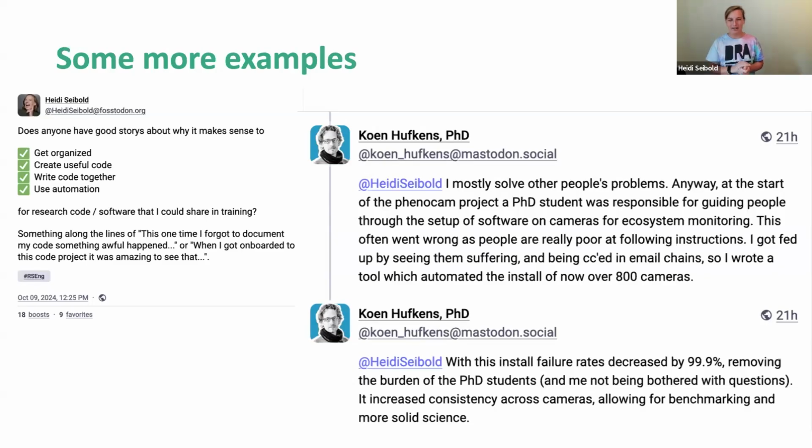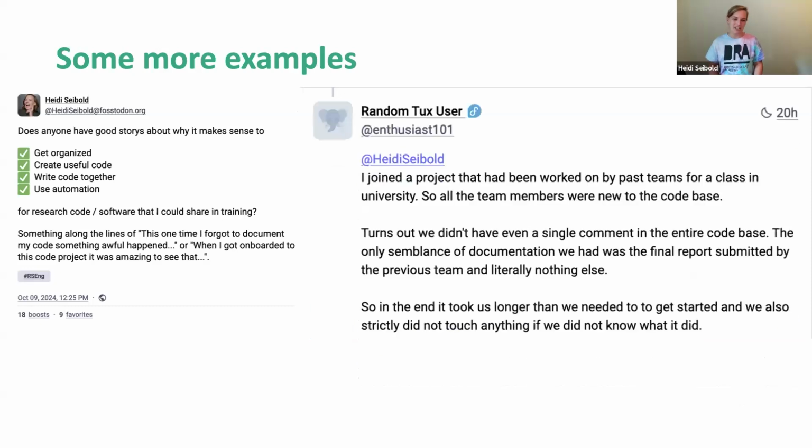about a story where he says he helps people figuring out the setup of software on cameras. And he got tired at some point of explaining the setup for different cameras to different people over and over again. And so he just wrote a software that does the setup for them. And now he says the software decreases failure rates by 99.9%, removing the burden of the PhD student. So automation in that case through software really helped the research.